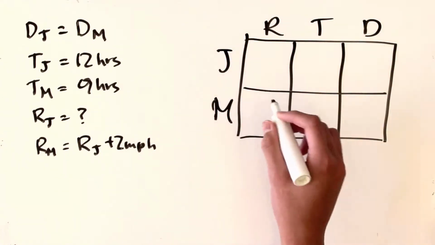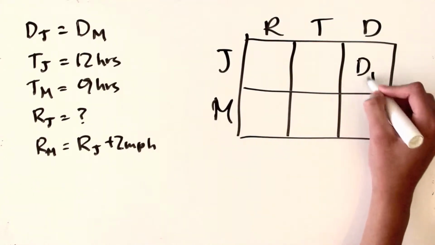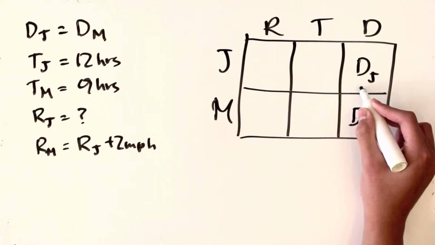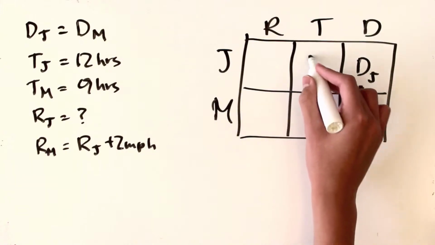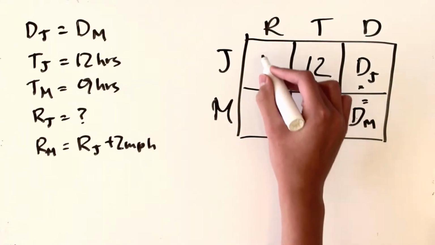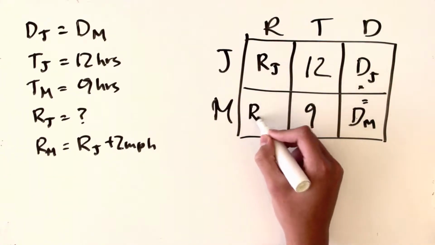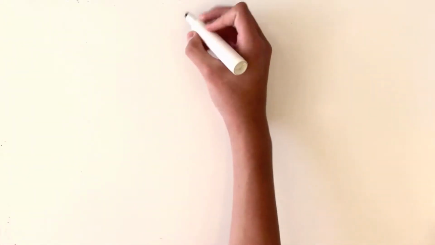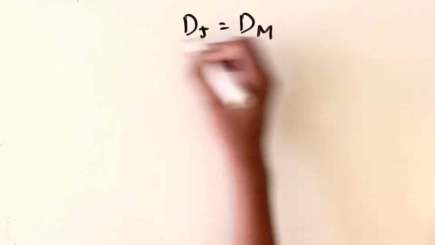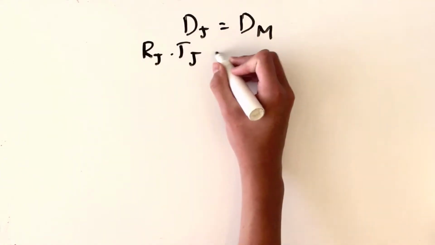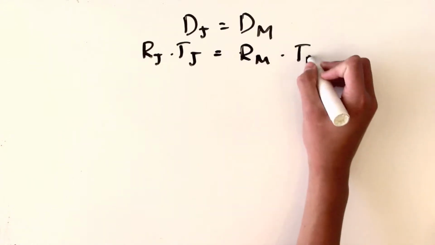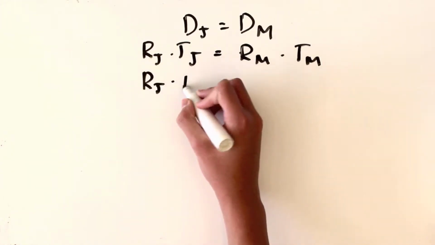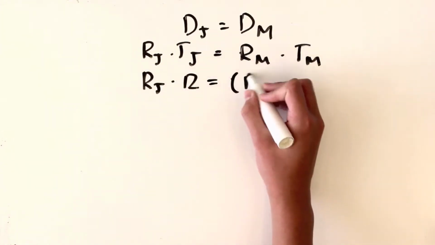Now we plug in the equal distances in the distance portion of the box, and the 12 hours and 9 hours in the time portion. Since we don't know what John's rate is, we use an appropriate variable, and for Mark's rate, we write John's rate plus 2. Again, this is an equal distance uniform motion problem. The distances are equal. And from the formula I mentioned at the beginning of this video, the rate times time must be equal. Now we plug in the numbers and solve.